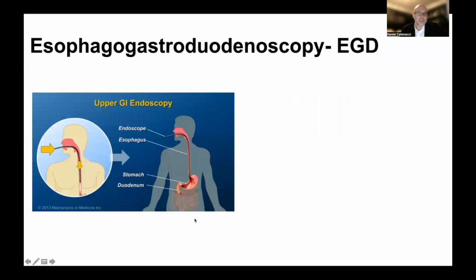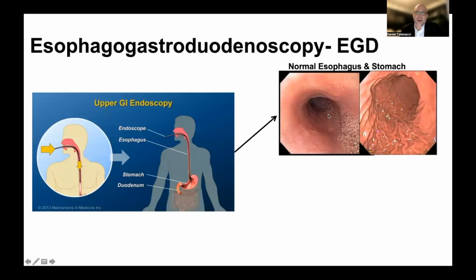So this is what it looks like. The endoscope comes in through the mouth, down through the esophagus, and into the stomach, and to the far end of the duodenum. Normally, this is what the endoscopist would be visualizing in the esophagus. And in the stomach, this would be the normal gastric folds without any abnormalities.